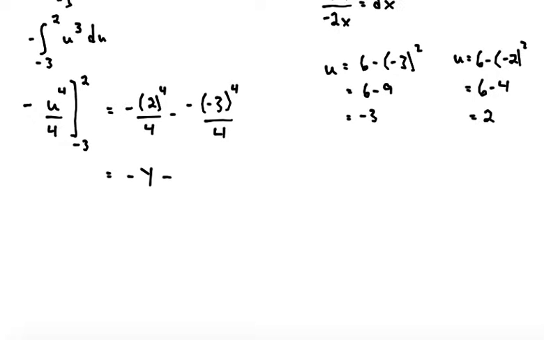minus, now we have a negative 3 to the power of 4, which is positive 81. We have another negative on the outside and a minus. So minus a negative is plus 81 over 4. So then to combine this fraction, we would get a common denominator and make this negative 16 over 4 plus 81 over 4. And negative 16 plus 81 is 65 over 4, which would be the final answer.